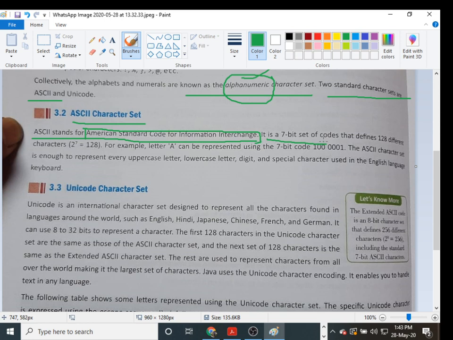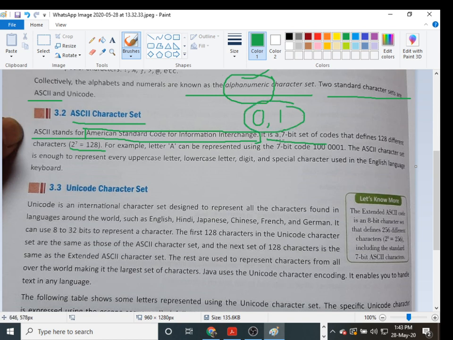When we use the ASCII character set, it converts any character, any numeral or any special character into a 7-bit code. A 7-bit code means a sequence of zeros and ones in 7 bits that defines 128 different characters. Why? Because 2 to the power 7 is equal to 128. You may wonder why 2 to the power 7. It is because there are only 2 binary bits, 0 and 1.